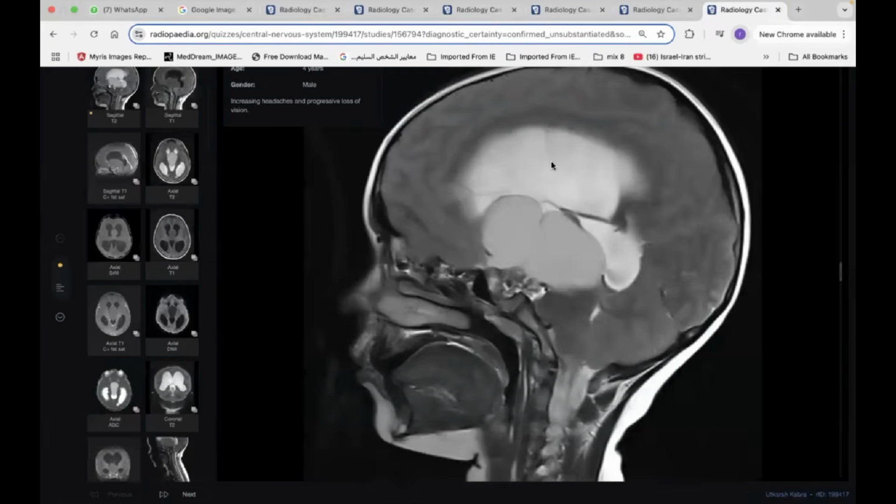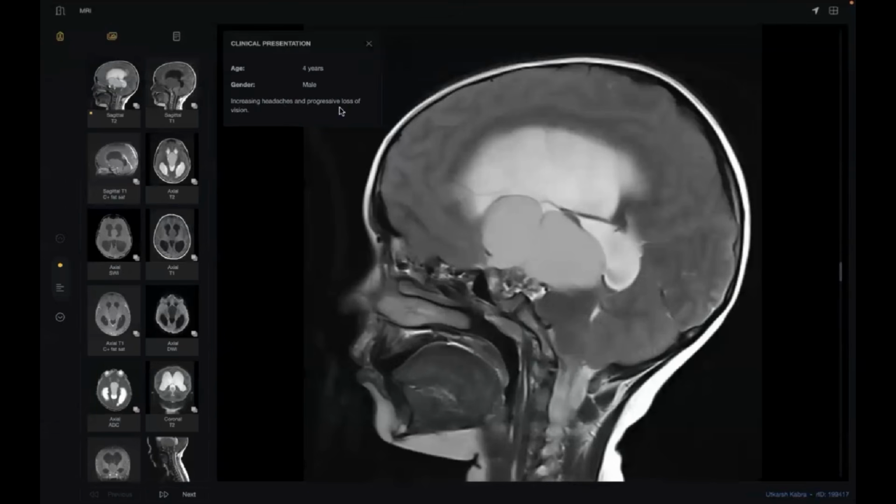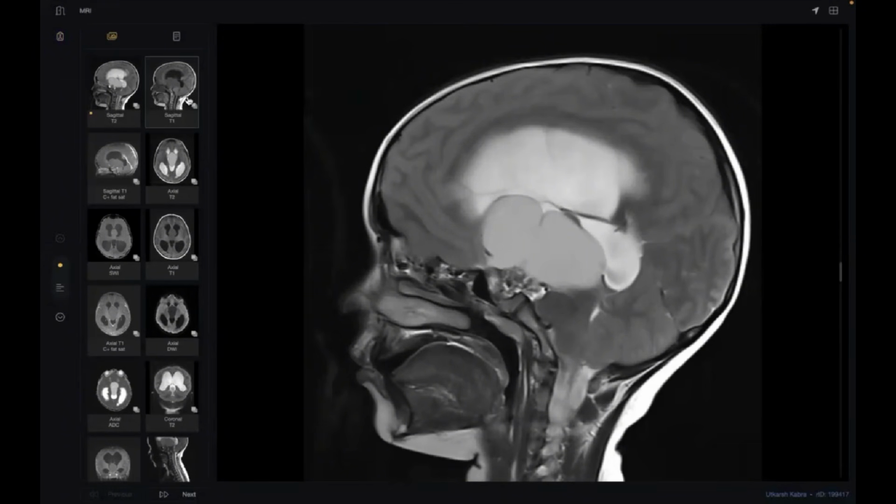Next candidate. Good afternoon, sir. Good afternoon. A 5-year-old male patient presented with headache and progressive vision loss.